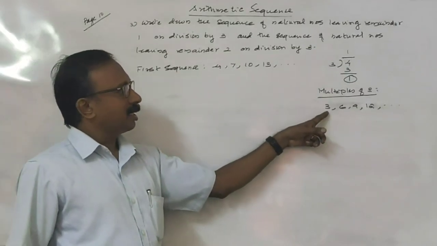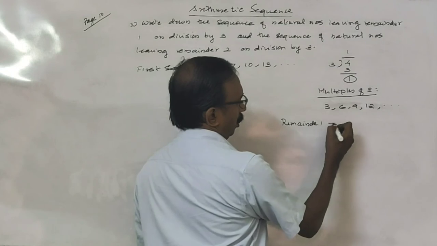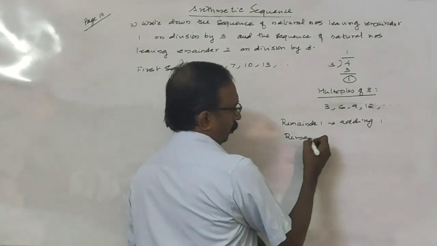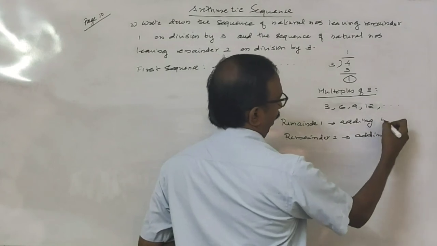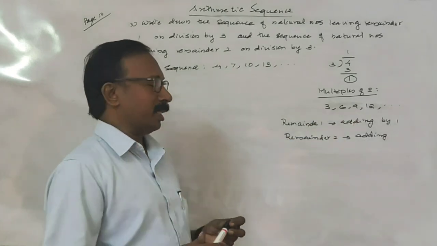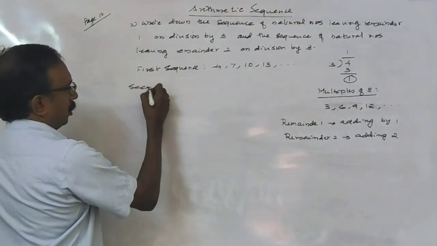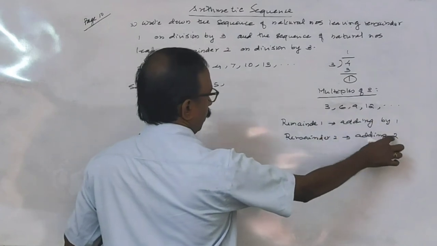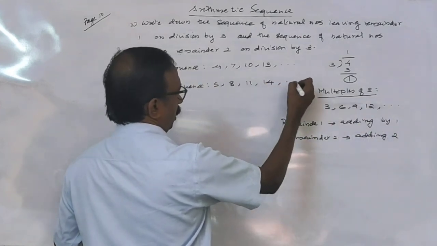In this sequence the remainder is 2. What will you do? Adding. When the remainder is 1, we add 1 to the numbers. When you get remainder 2, add 2 to these numbers. So 3 plus 2 is 5, 6 plus 2 is 8, 9 plus 2 is 11, 12 plus 2 is 14. Isn't it? These are the second sequence.